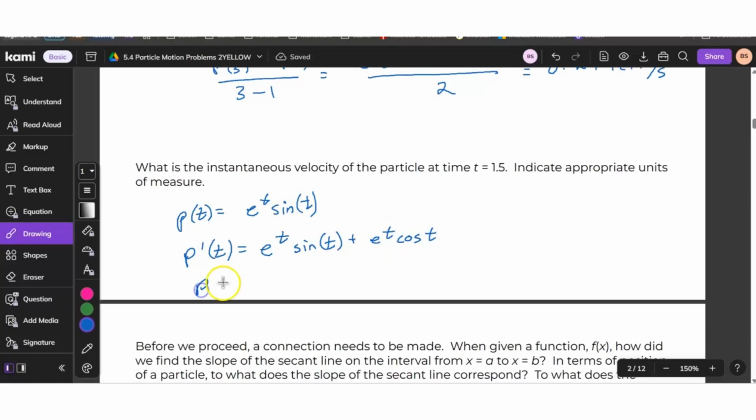And so then if I want to find P prime of 1.5, I just need to plug that in and put that in my calculator. Yep. So this would be 4.787 centimeters per second. I'm not going to lie to you, I did that earlier, so I didn't have to do it. But if you want to punch it in your calculator, you can double check it. And again, this is velocity, so it should be centimeters per second. Nope, that's acceleration.